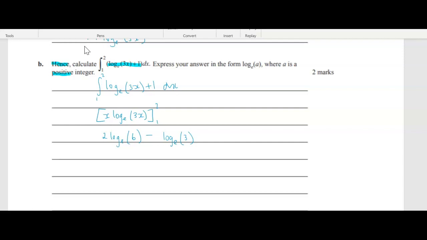Okay, so with this one here, remember when you've got the same base and you're subtracting, you divide, using your log laws. But that 2, first of all, I need to bring that out to the power of 6. So this 2 here becomes squared there. So we're going to have 36.